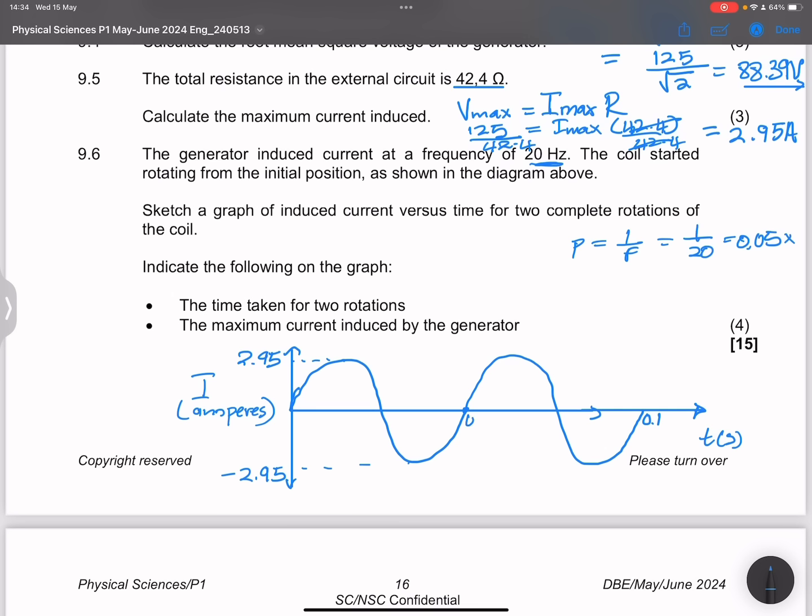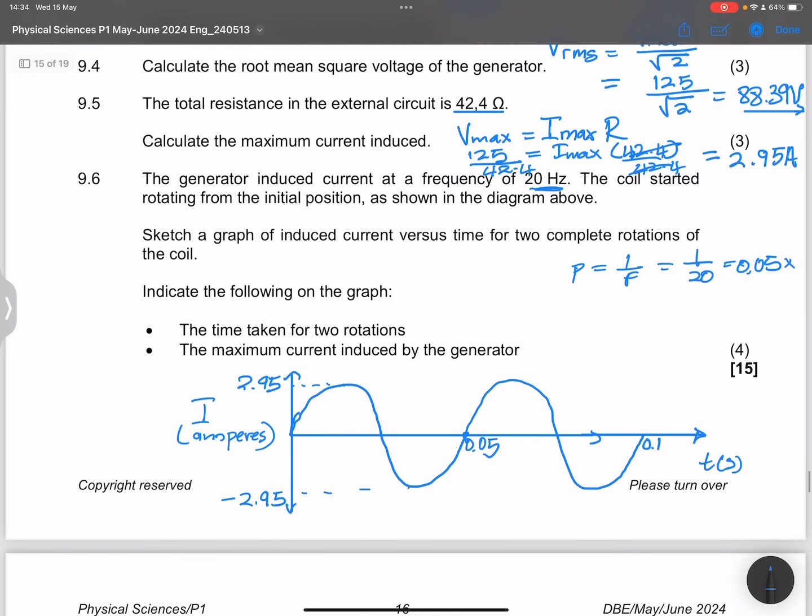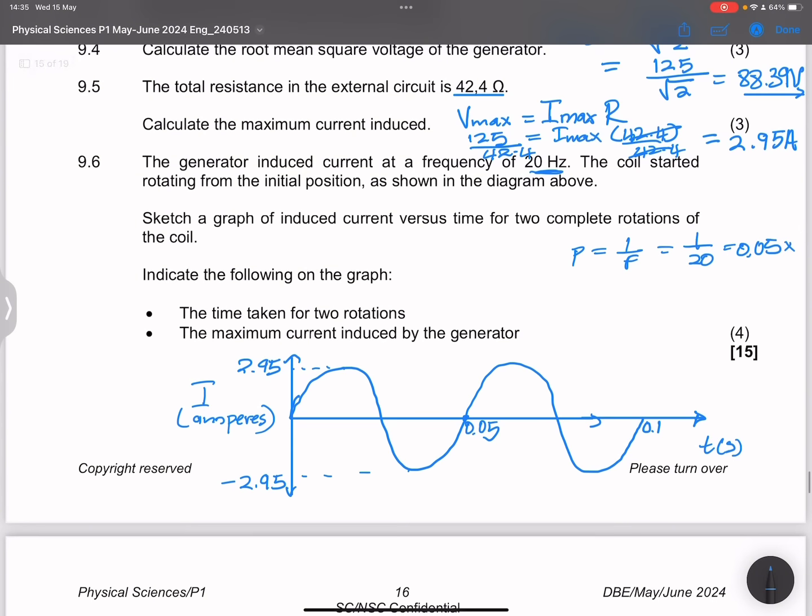Okay, so this time here should be 0.05 and the other time should be 0.1. Right, I hope that makes sense, ladies and gents. Essentially, this is how we were going to get full marks here onto this section. Right, we'll go on to the next one.